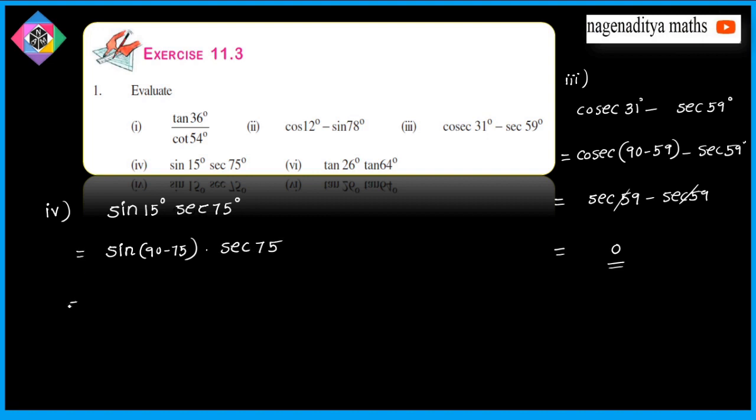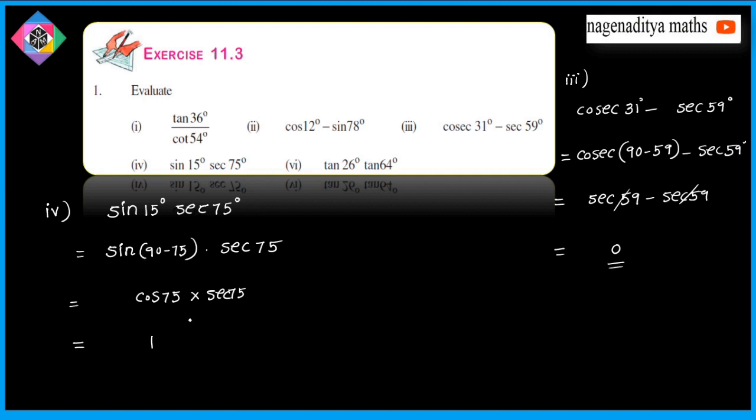So this is equal to sine of 90 minus theta, which is cos theta. So this is equal to cos 75 degrees multiplied by secant 75 degrees. Here secant 75 degrees is the multiplicative inverse of cos 75, so both cancel and the answer is 1. We already learned that the multiplicative inverse of cos theta is secant theta, of sin theta is cosecant theta, and of tan theta is cot theta.